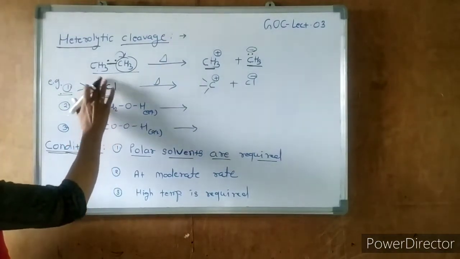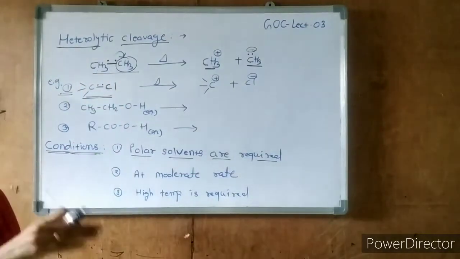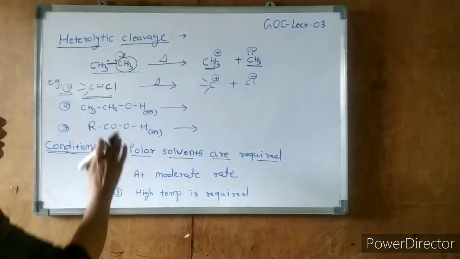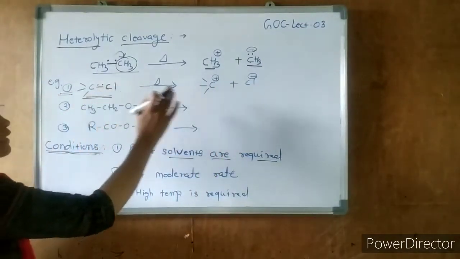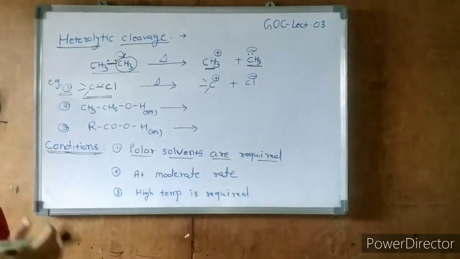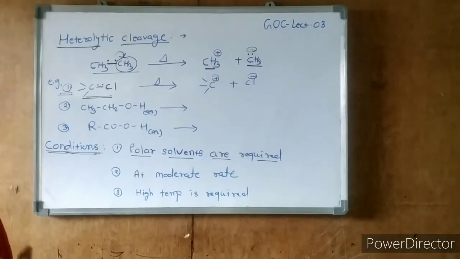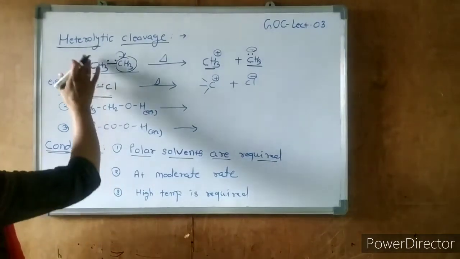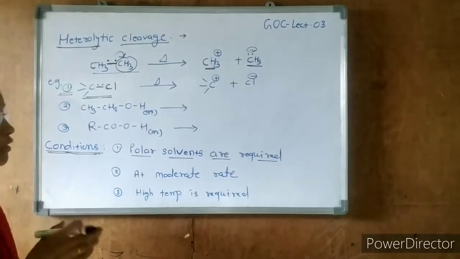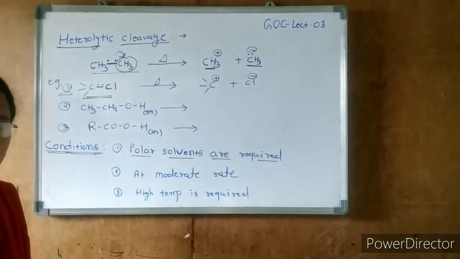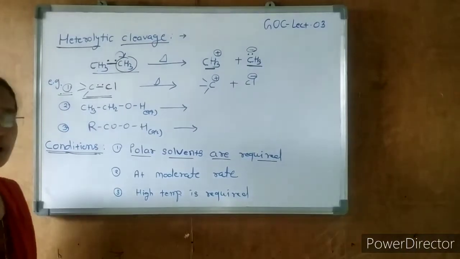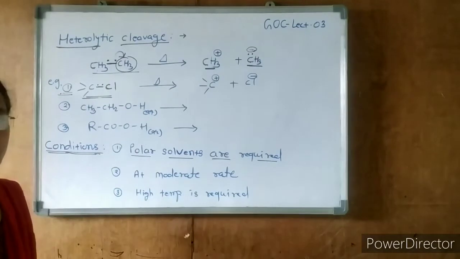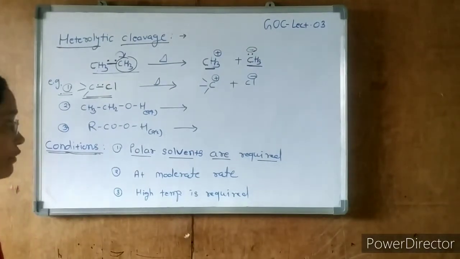Both the bonded electrons get attracted by the chlorine, and so chlorine will acquire a negative charge and carbon will get the positive charge. Again, cations and anions are going to be formed, so it is a heterolytic cleavage. What are the products of the heterolytic cleavage? Formation of charged species, cations and anions, carbocation and carbanion. These are the products of the heterolytic cleavage.